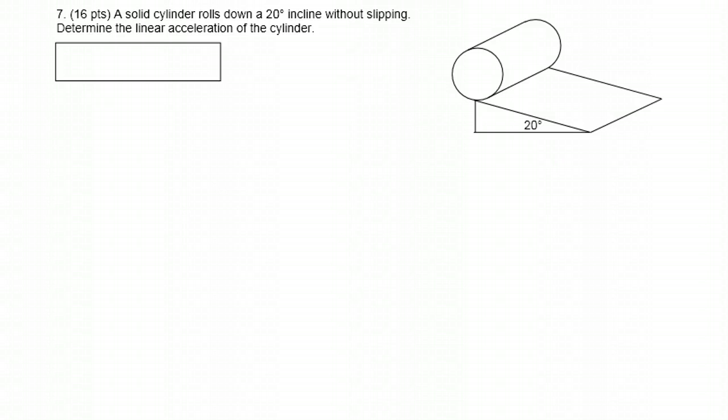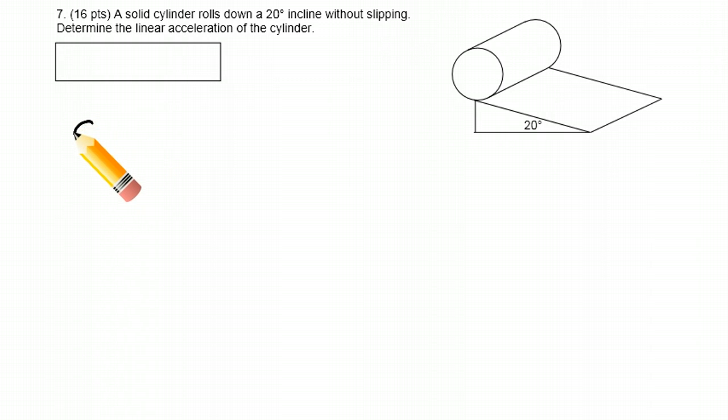Okay, number 7 on the fall 2011 exam 4 has a solid cylinder rolling down a 20-degree incline without slipping, and we want to determine the linear acceleration of the cylinder. When we worked this problem in lecture, we did it using F equals ma. We want to determine the acceleration. We have to factor in the rotation as well as the translation.